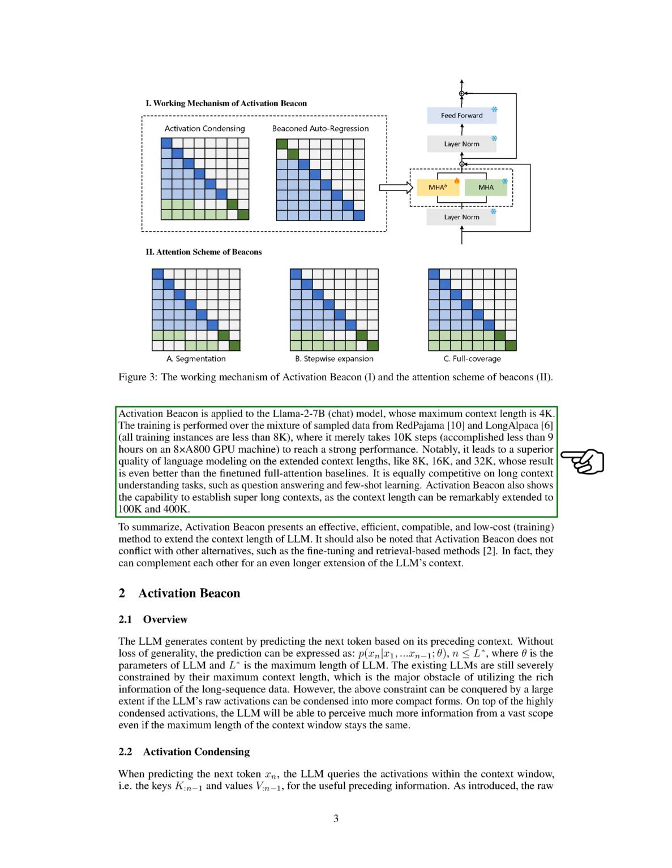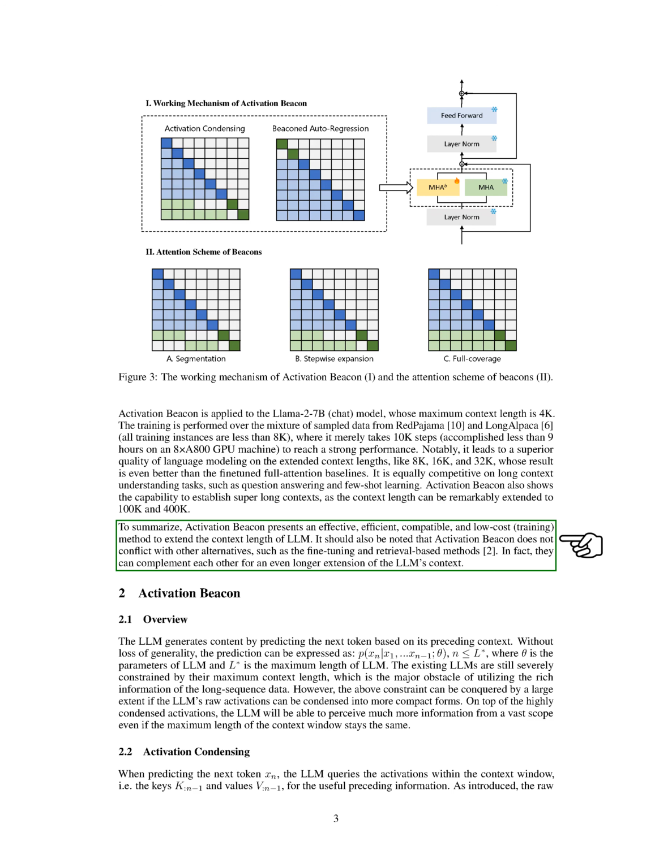We applied Activation Beacon to the Llama 2-7B model and trained it on a mix of data from Red Pajama and Long Alpaca. It only took 10,000 steps, or less than 9 hours on an 8xA800 GPU machine, to get good results. The model performed well on extended context lengths, like 8K, 16K, and 32K, and was competitive on tasks like question answering and few-shot learning. It could even handle context lengths up to 100K and 400K.